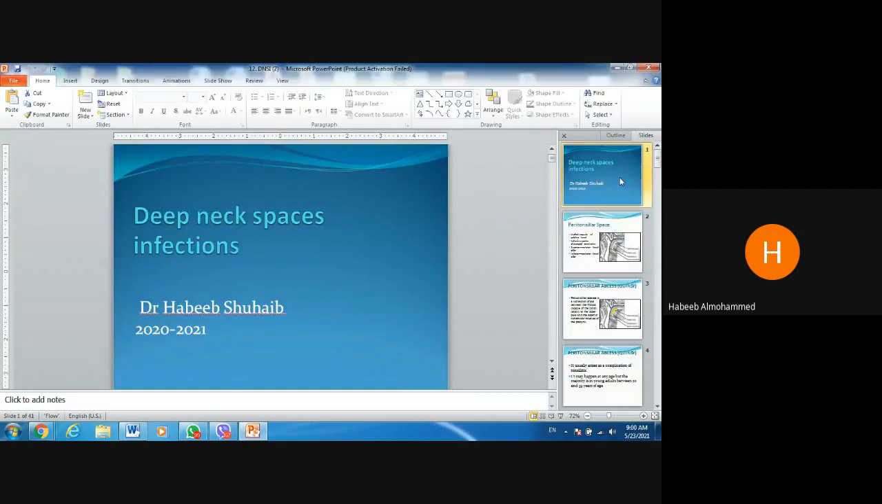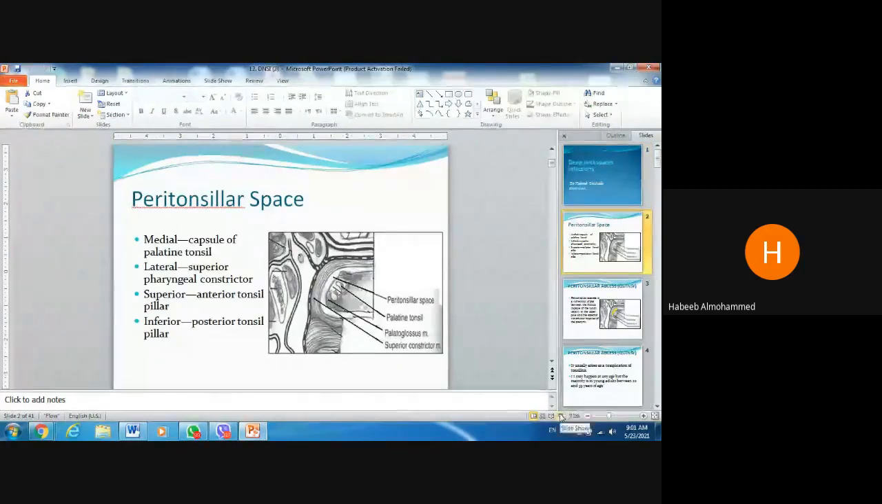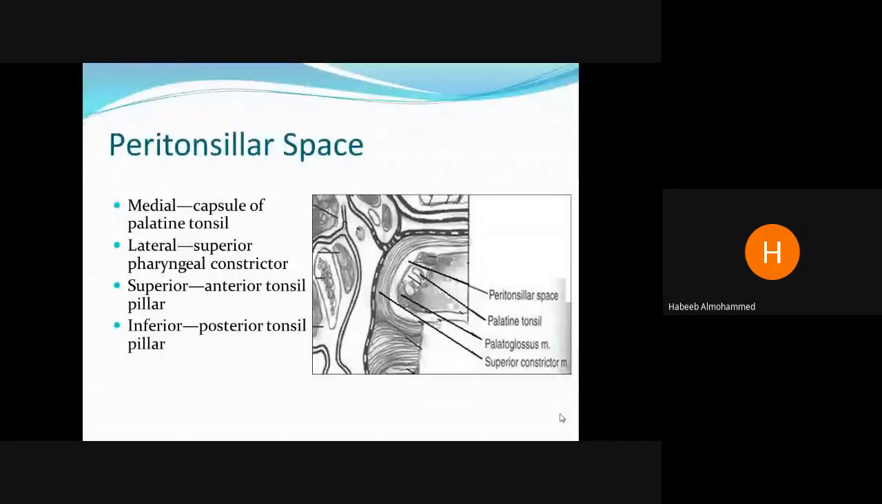So we will learn together about deep neck space infections. What are these spaces? How does the patient present, and what are the lines of management of these infections? We will discuss three common causes or types of deep neck space infection. First is peritonsillar space infection. Second is parapharyngeal space, and third is retropharyngeal space.